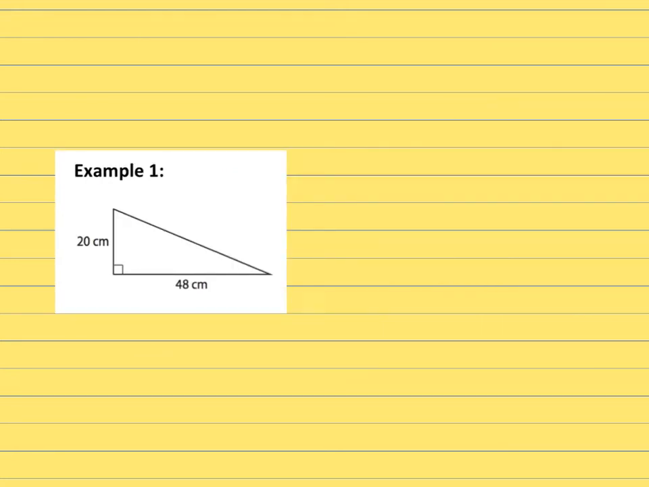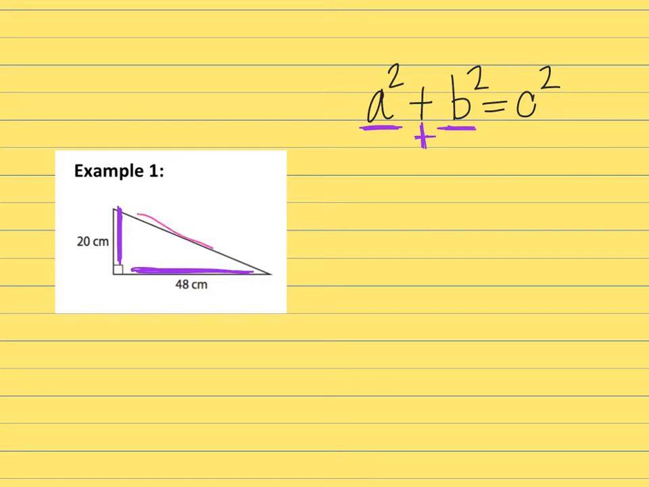On this page, we're going to do one all by ourselves. It's not worked out. So the formula or the equation I'm going to use is a squared plus b squared equals c squared. I'm going to take the two small legs, the lines that are making the right angle. I'm going to color code those. These two sides added together equal the hypotenuse, which is the line opposite the right angle. It's always the longest.